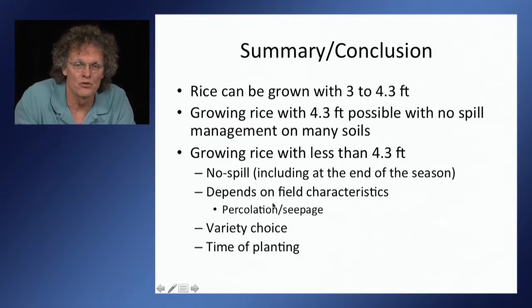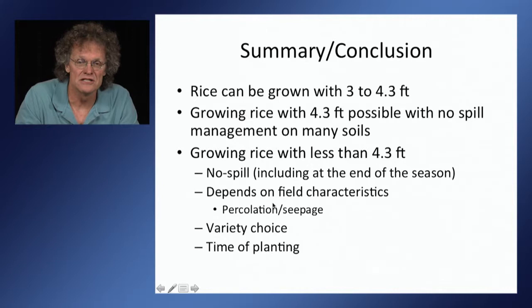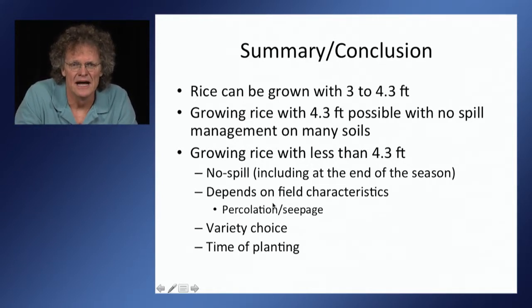If you have 6 inches of water standing at the end of the season that you need to drain, that's 10 to 15% of your total water use for that whole season just draining off the field. That could have been used during the season. It also depends on field characteristics, as we've described, percolation and seepage characteristics of that field, varietal choice, and your time of planting.